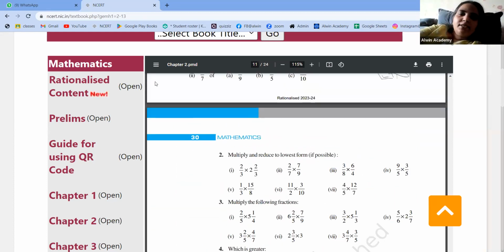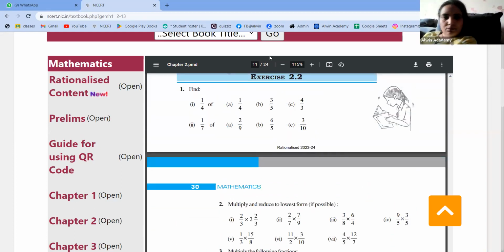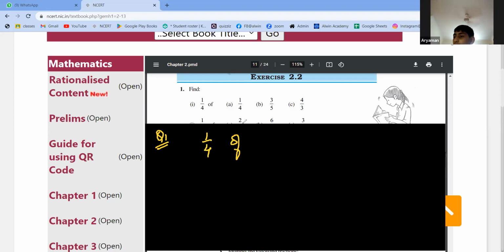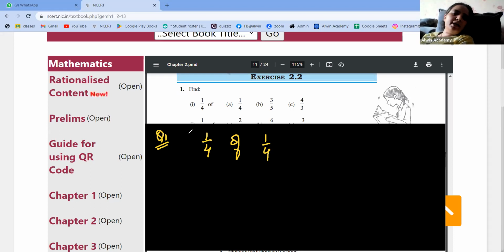So we are starting with exercise 2.2 now. That's a very simple question that you have here. Question number 1. Everyone, eyes on screen. This is saying 1 by 4 of 1 by 4 is the A part. I'll take this A part only right now. 1 by 4 of 1 by 4 I am solving.